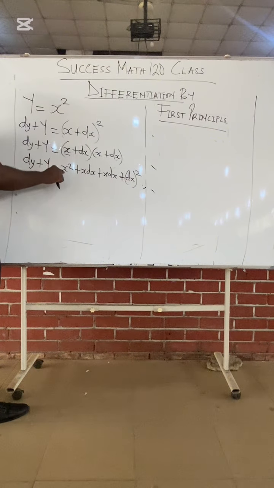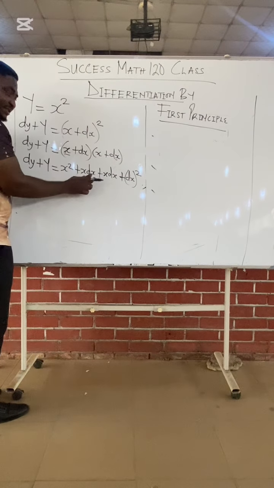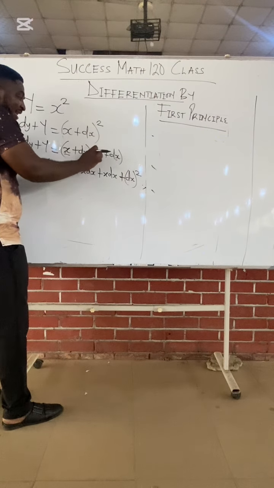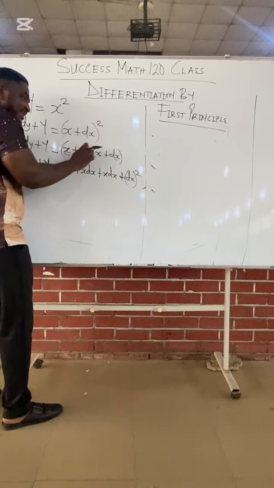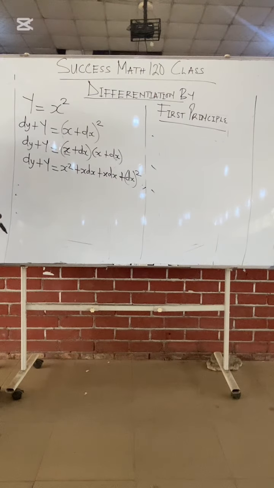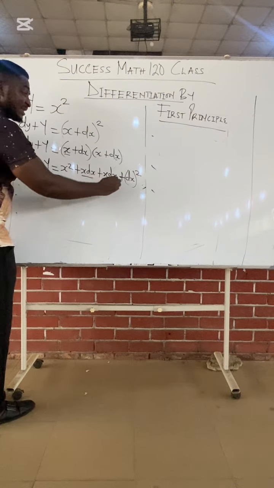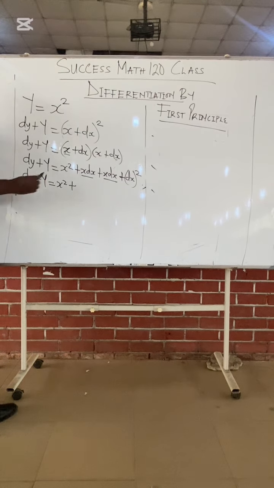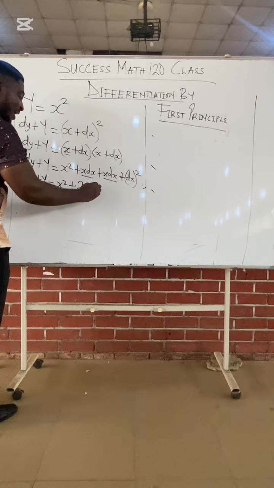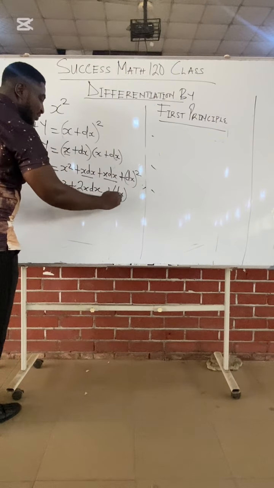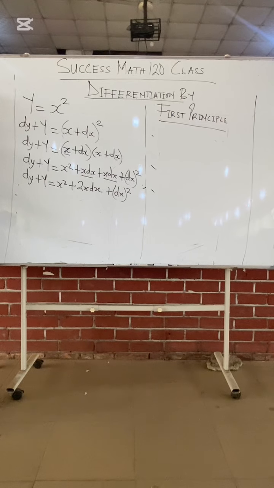So x times x means x squared, because x times another x is x squared. x times dx, x dx. So x is done expanding these two, right? Now this dx times x, x dx. And dx times dx means dx squared. That's we have expanded. Now, we're not done. We now say dy plus y equals x squared plus x dx plus x dx, which will give us 2x dx plus dx squared. And we have expanded where necessary.